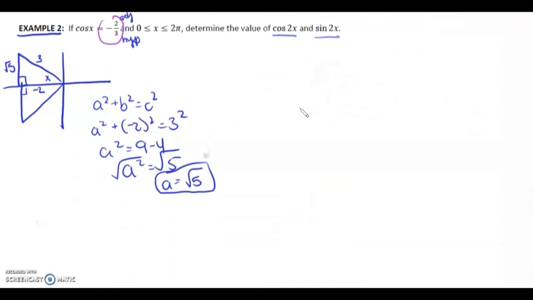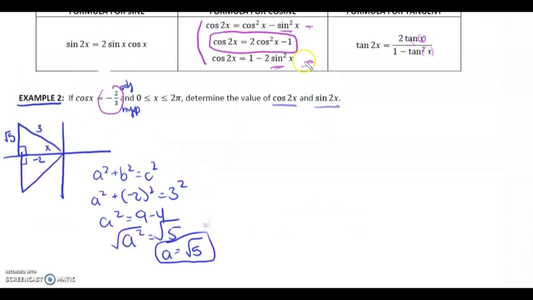Okay, now let's do sine of 2x. So sine of 2x, we only have one formula for it. We have sine of 2x equals 2 sine x cos x. So here's where this differs a little bit. In the previous one, we only dealt with the cosine, and we knew that it was negative no matter what. Now, with the sine of 2x formula, we're dealing with sine and cos.